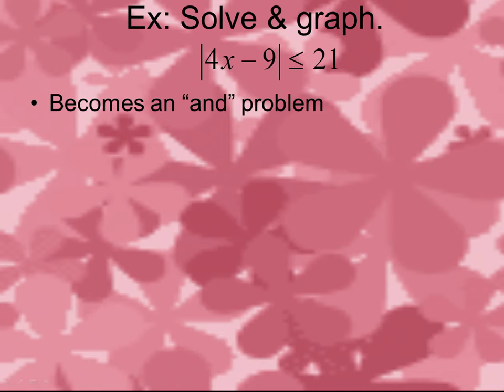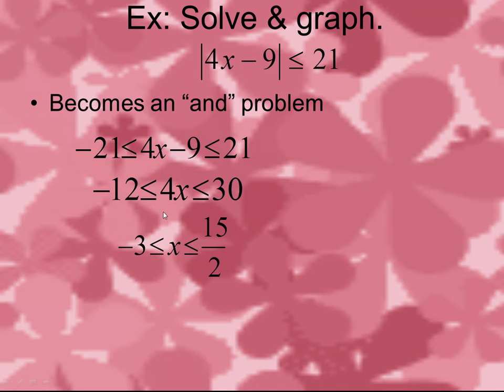So what do I do if I want to get the x by itself in this inequality? Okay, got to add 9 everywhere, right? So I add 9 to all parts. Negative 21 plus 9 is negative 12. 21 plus 9 is 30. Good. Now how do I get rid of the 4? Divide by 4. Now I'm dividing by a positive, so I don't have to flip any inequality signs around, right? So if I divide everything by 4, negative 12 divided by 4 is negative 3. 30 divided by 4 is 15 halves. It works out to be 30 over 4 reduces to 15 over 2. So 7.5 if we made it a decimal, right?